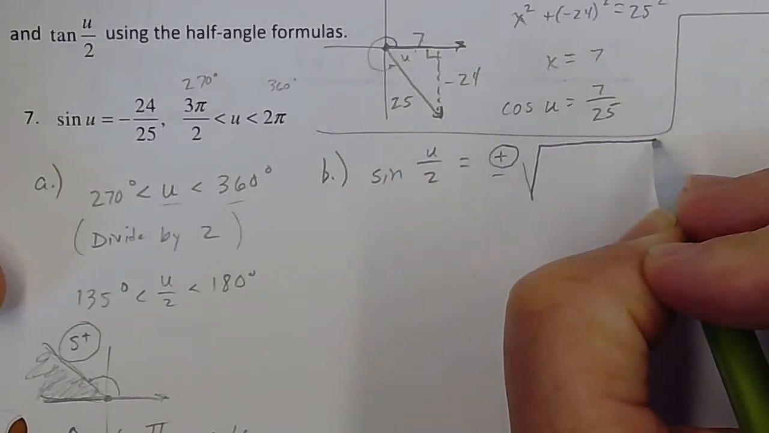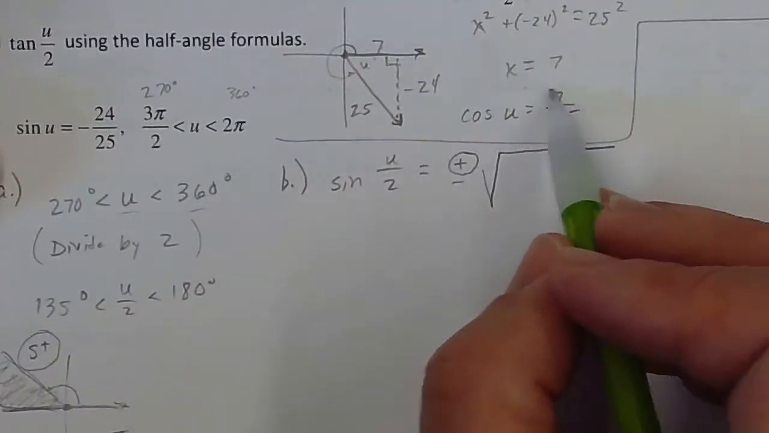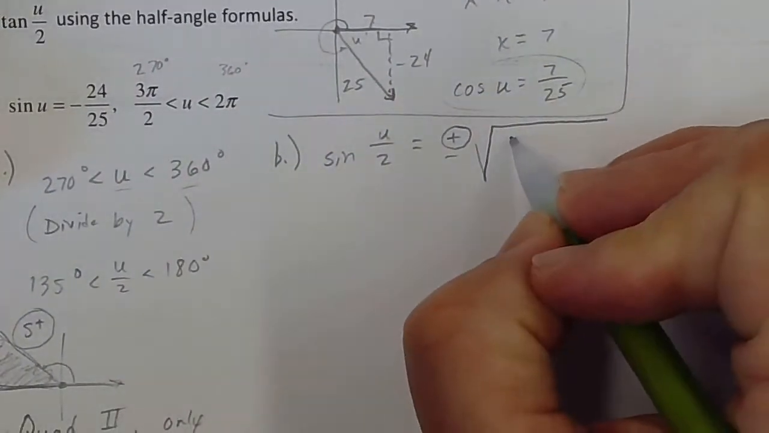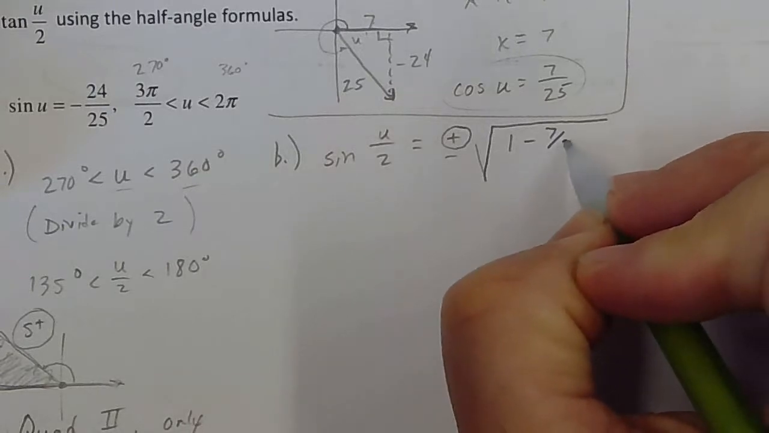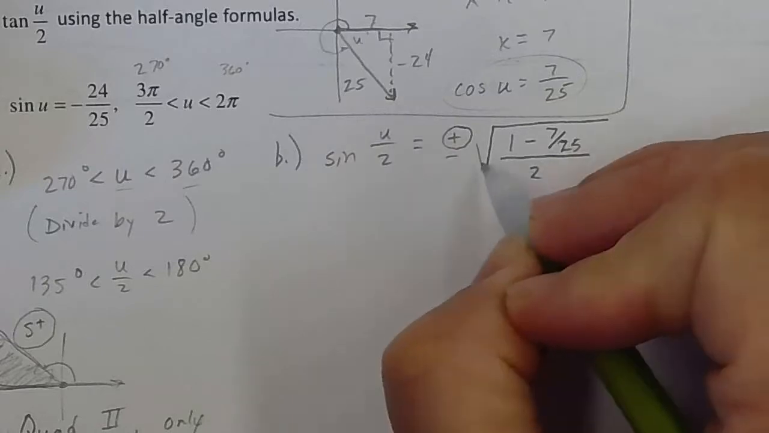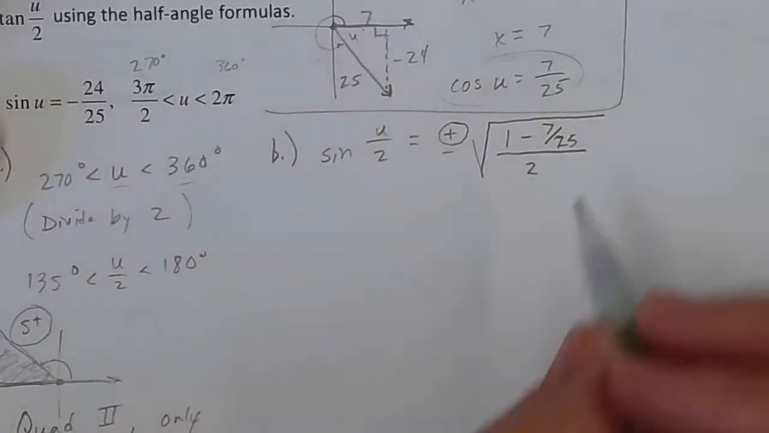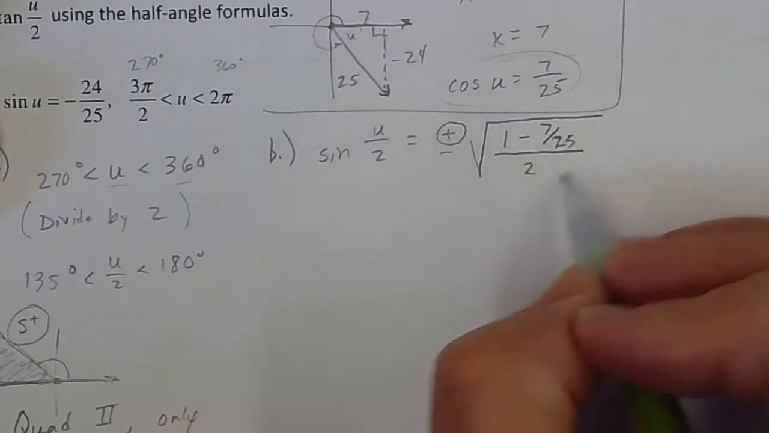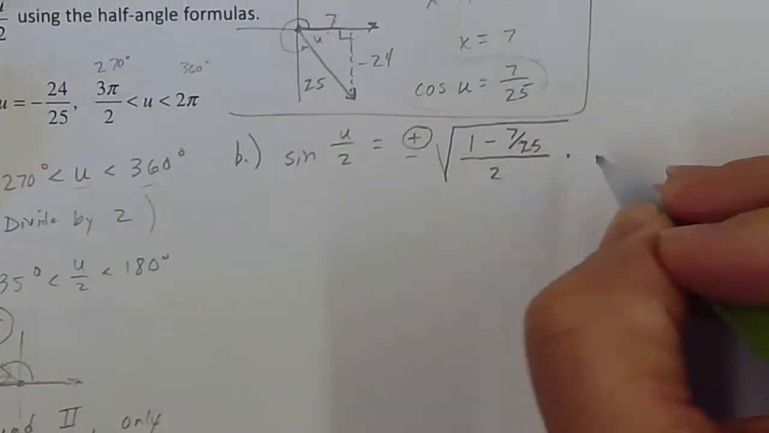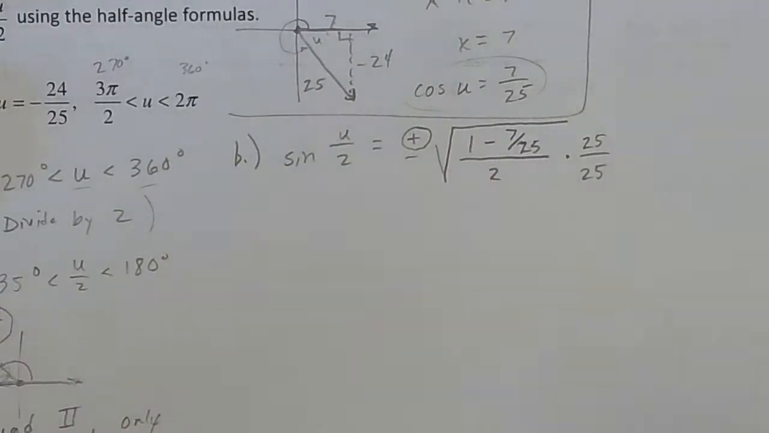Now it says 1 minus cosine u. Right? 1 minus cosine u, and we found cosine u as well to be 7/25. So 1 minus 7/25 all over 2. Okay, so we've got a complex fraction again, a fraction inside a fraction. So you just multiply by the common denominator. That's the best and quickest way to get through this, in my opinion, but not the only way.